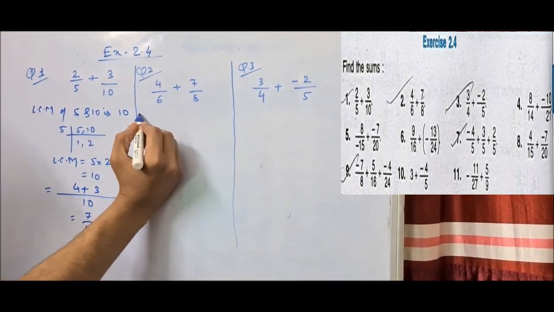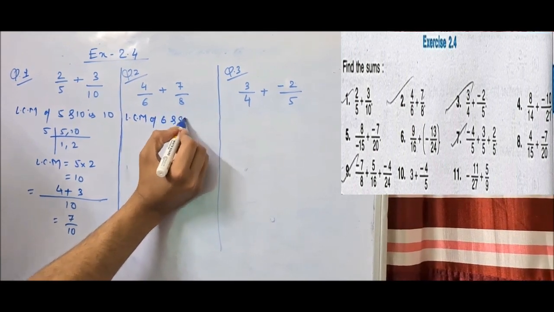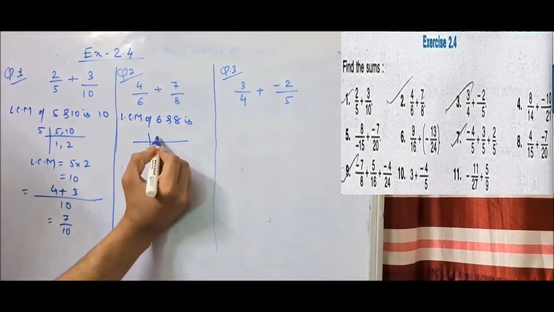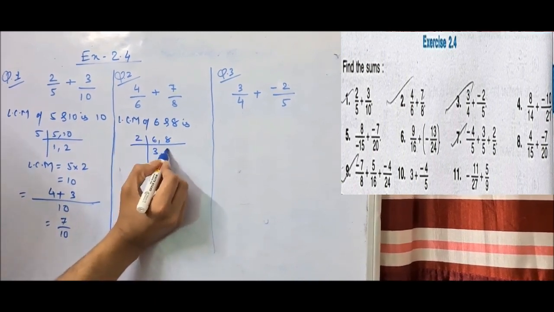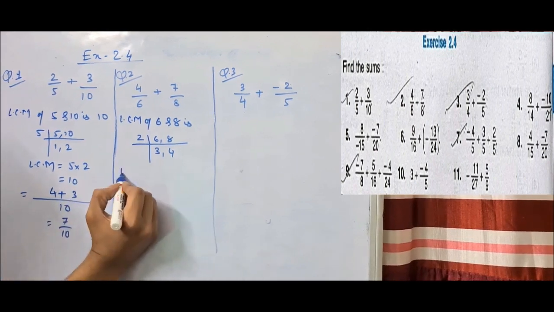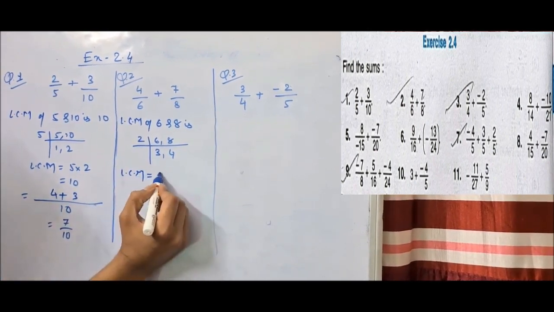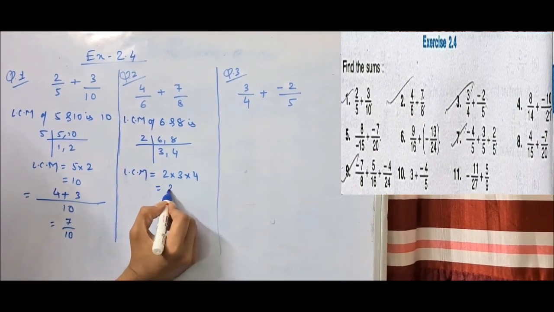Here also the denominator is not the same. You can make the denominators the same by taking both of their LCM. Let us go ahead. 6 and 8. The lowest common factor is 2. 2 3s are 6. 2 4s are 8. 3 and 4 are co-prime, so no need to go ahead. So what is the LCM? LCM equals 2 into 3 into 4. 3 2s are 6. 6 4s are 24.